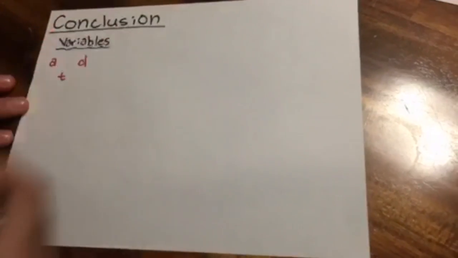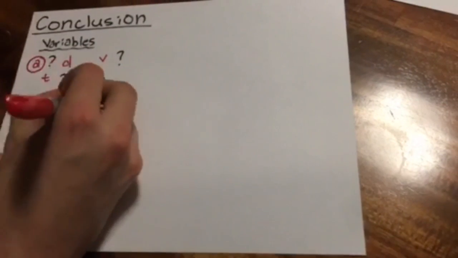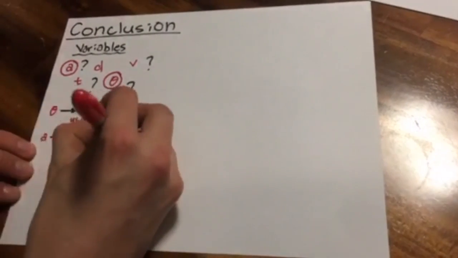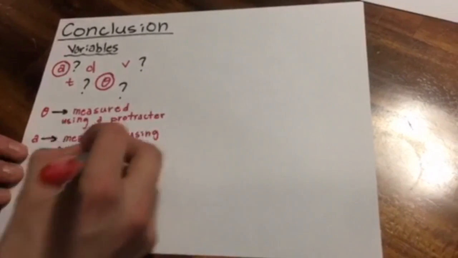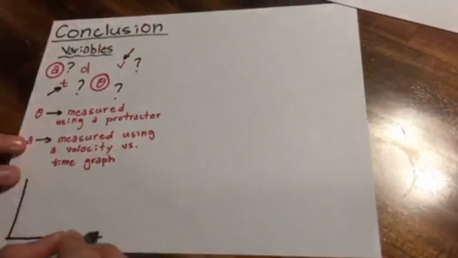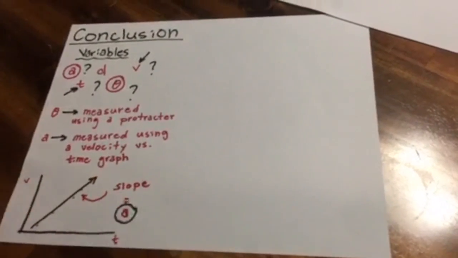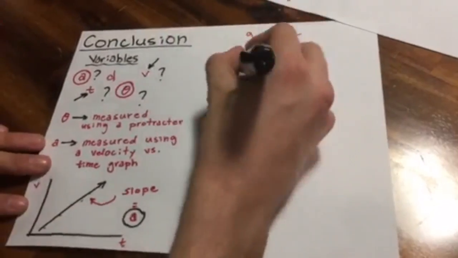Conclusion: the variables we needed for this experiment were acceleration and theta. Theta was measured using a protractor at the base of the inclined plane, while acceleration was found from a velocity versus time graph. Using the graph, we put a line of best fit through the points, and the slope equaled acceleration, which we then plugged into our equation.